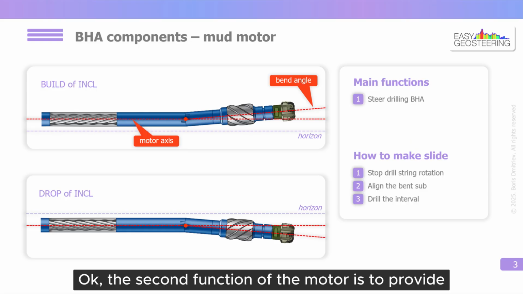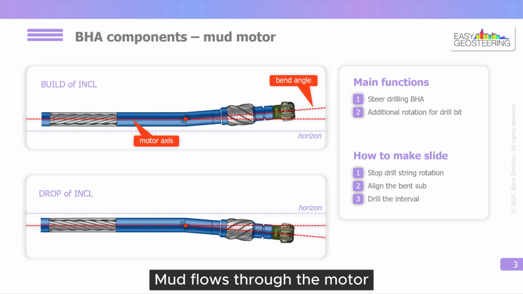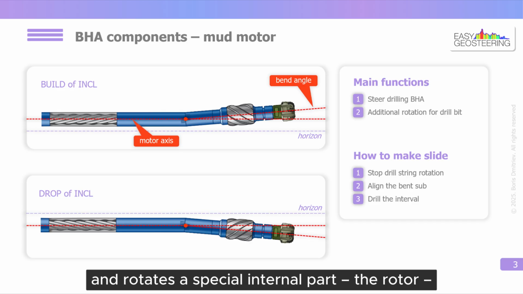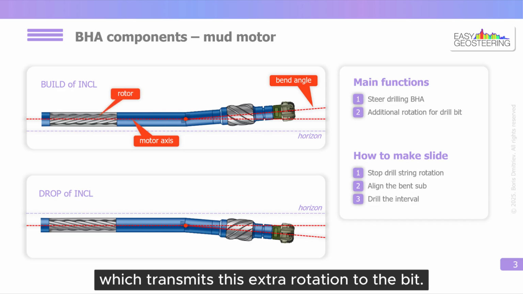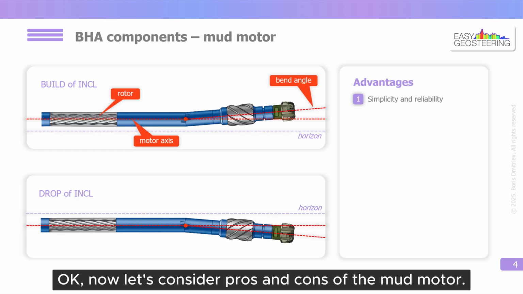Okay, the second function of the motor is to provide additional rotation to the bit for more effective drilling. Mud flows through the motor and rotates a special internal part, the rotor, which transmits this extra rotation to the bit. Okay, and now let's consider pros and cons of the mud motor.